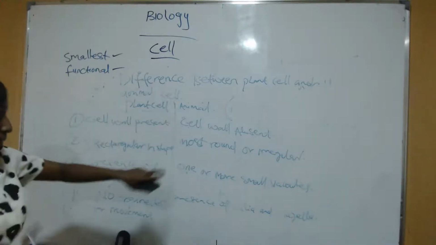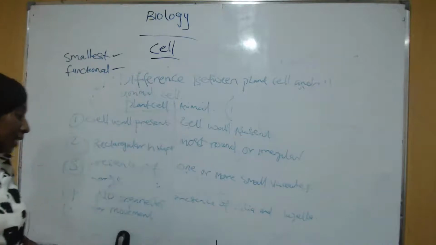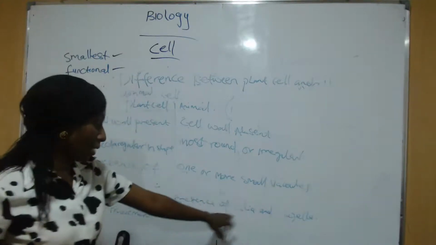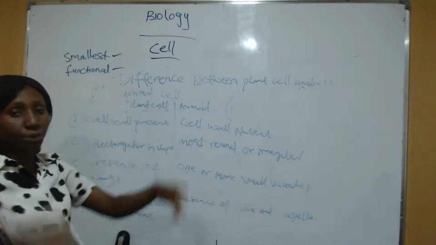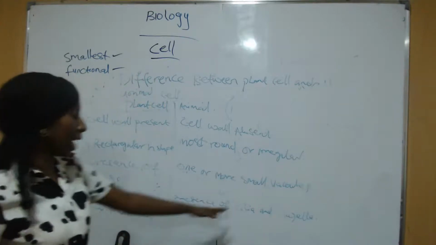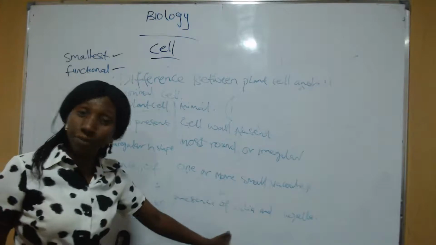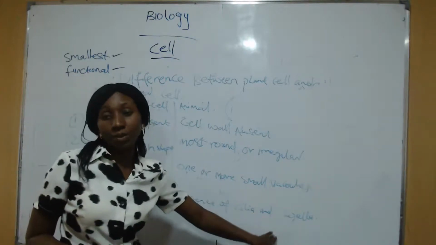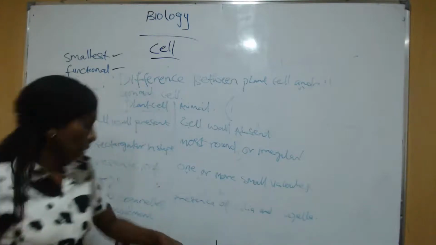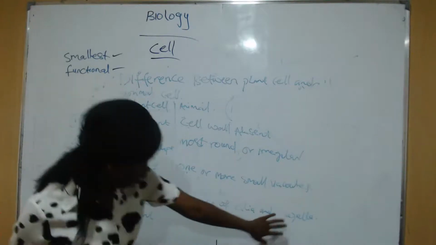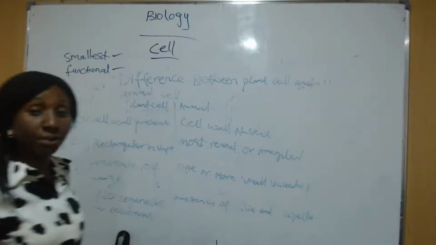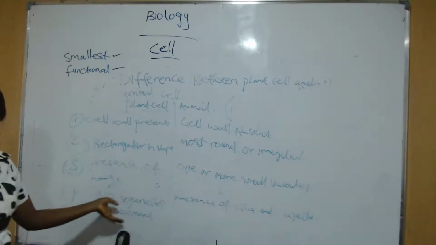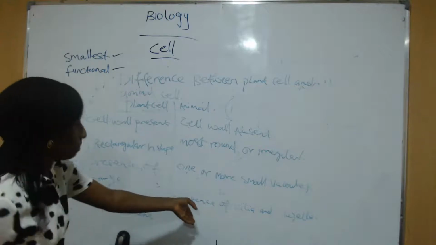So, in some animal cells, you can find the presence of cilia or flagella. You can't find both of them together. Some animals can have cilia that aid in their movement. Some also can have flagella that can aid in their movement from one part of the animal's body to another. But because plants do not make such movements, they do not need these organelles.